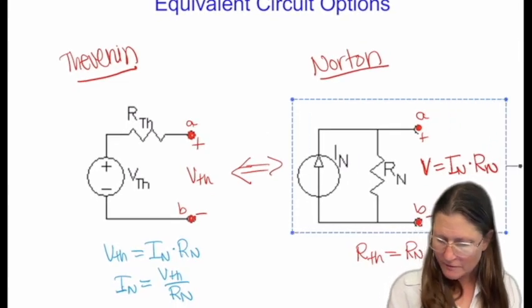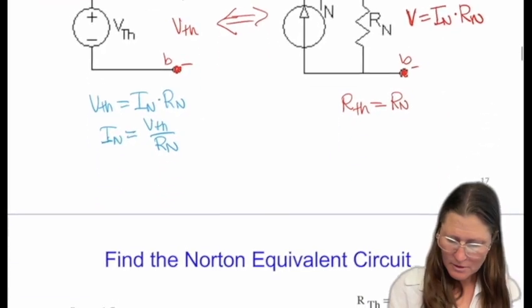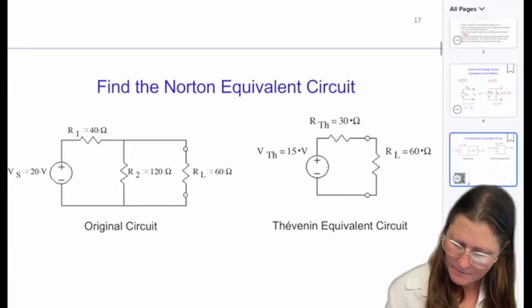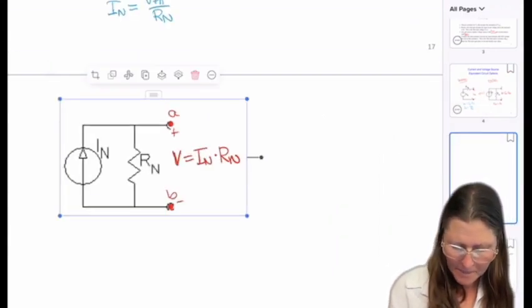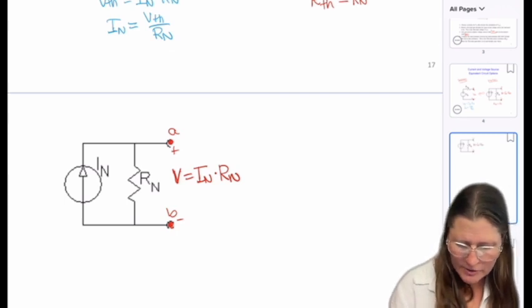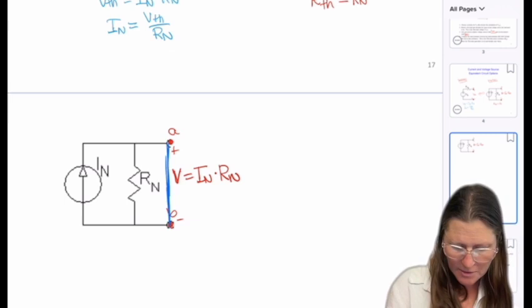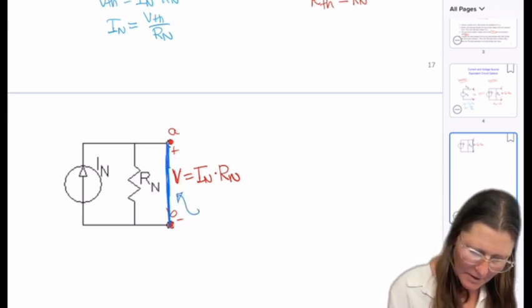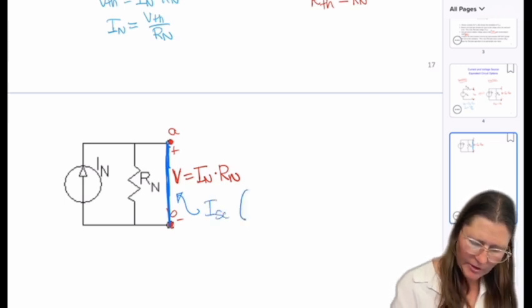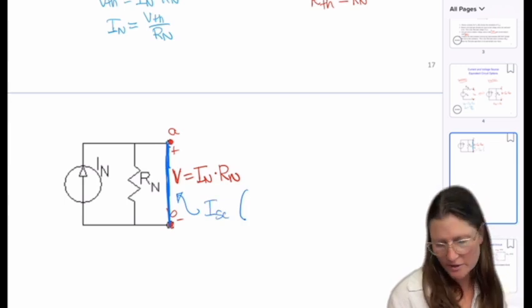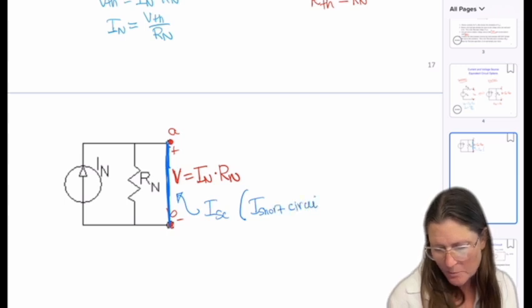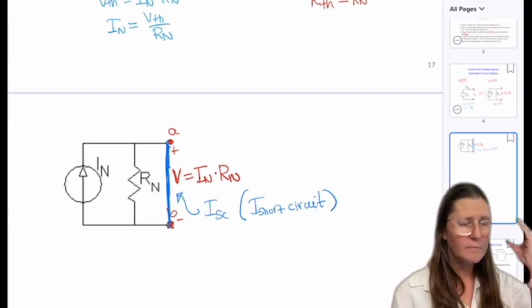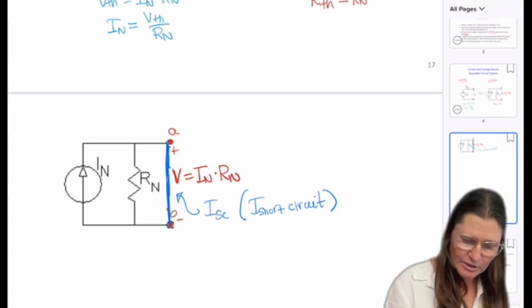If I want to directly find the Norton equivalent, one way I can do that is to short this between A and B. And you'll see this in the book as SC, meaning short circuit, where I put an actual wire between A and B, and then I solve the circuit to find the current coming out here, which will equal IN.